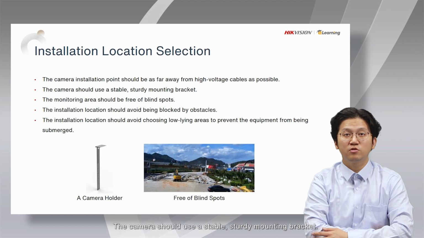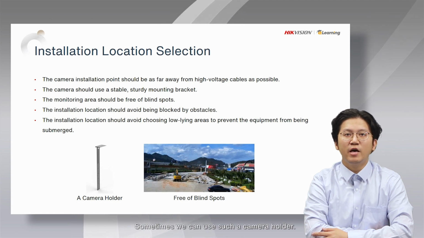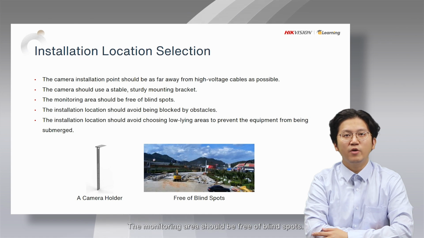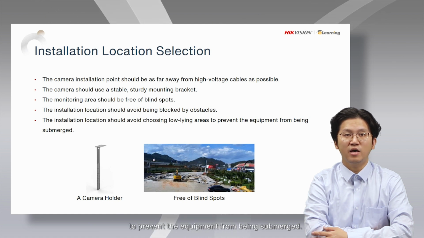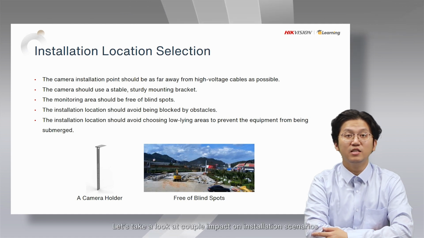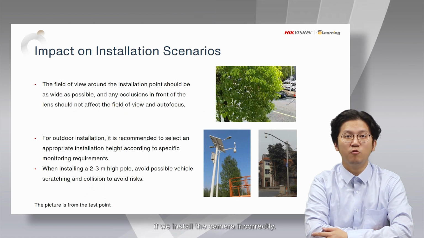The camera should use a stable, sturdy mounting bracket, like the picture on the left. Sometimes we can use such a camera holder. The monitoring area should be free of blind spots. The installation location should avoid choosing low-lying areas to prevent the equipment from being sunk. Let's take a look at a couple of impact of installation scenarios if we install the camera incorrectly.